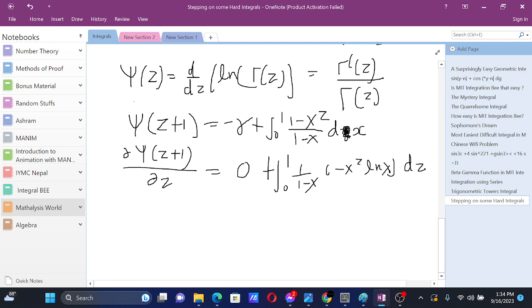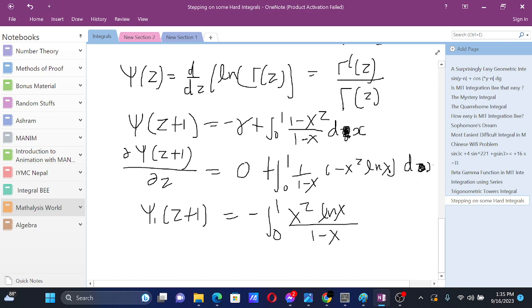Now the derivative of the gamma function was the digamma function, and the derivative of the digamma function will be the trigamma function, which is represented like this: trigamma of z plus 1 equals, so the negative sign comes out, integral from 0 to 1 of x to the power z ln x by 1 minus x, dx.